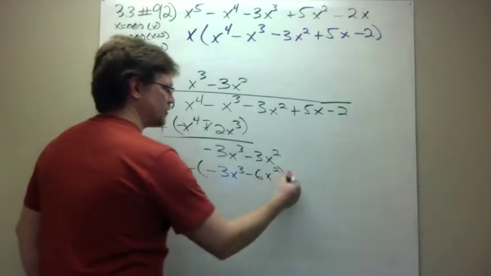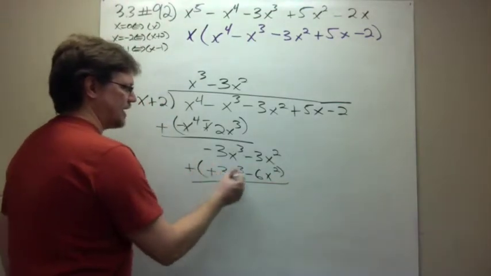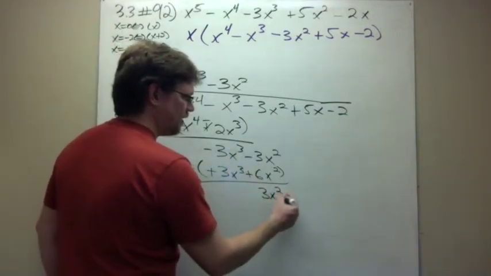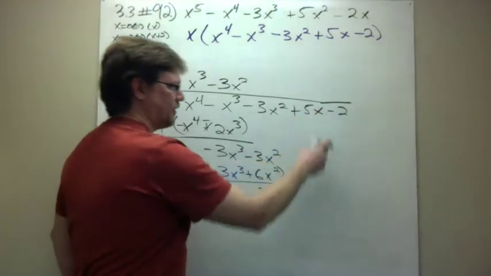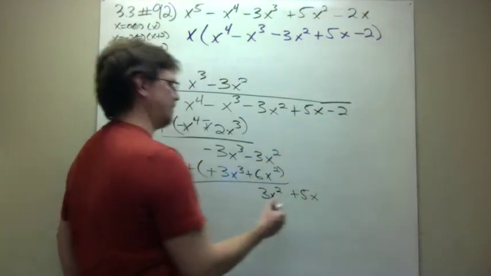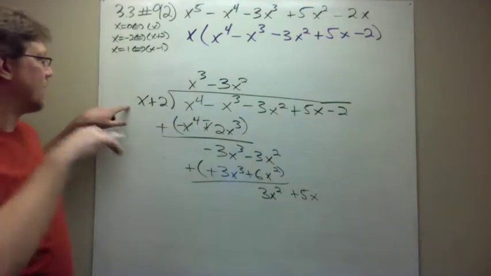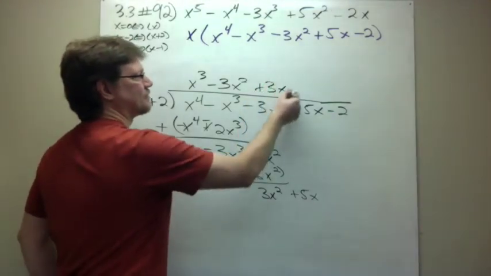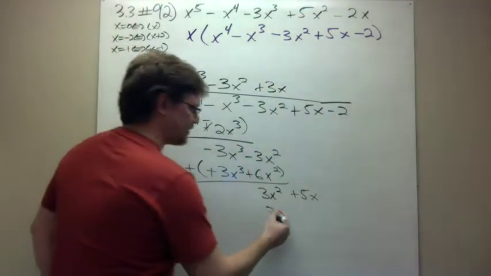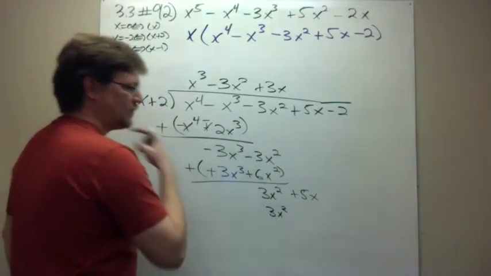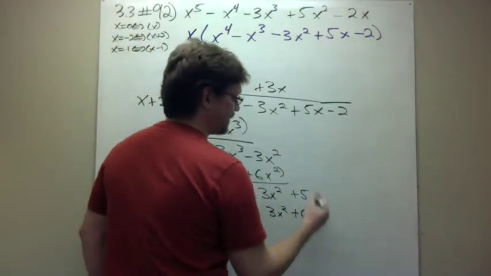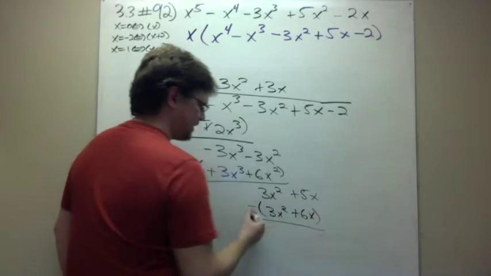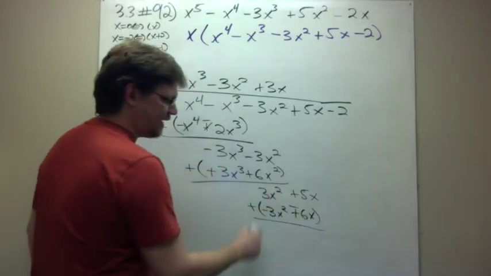Okay, now we are subtracting, which means flipping the signs and adding. This piece cancels. This becomes a positive 3x squared. And then I bring down my 5x. What do I need to do to the x to make it like 3x squared? I multiply by 3x. 3x times x is a 3x squared. 3x times 2 is a 6x squared. I subtract, which is the same thing as flipping the signs and adding.